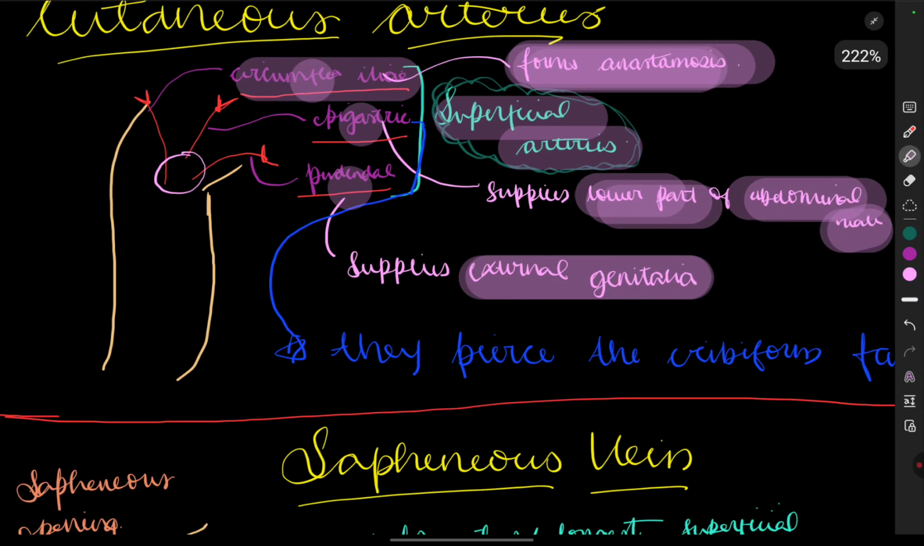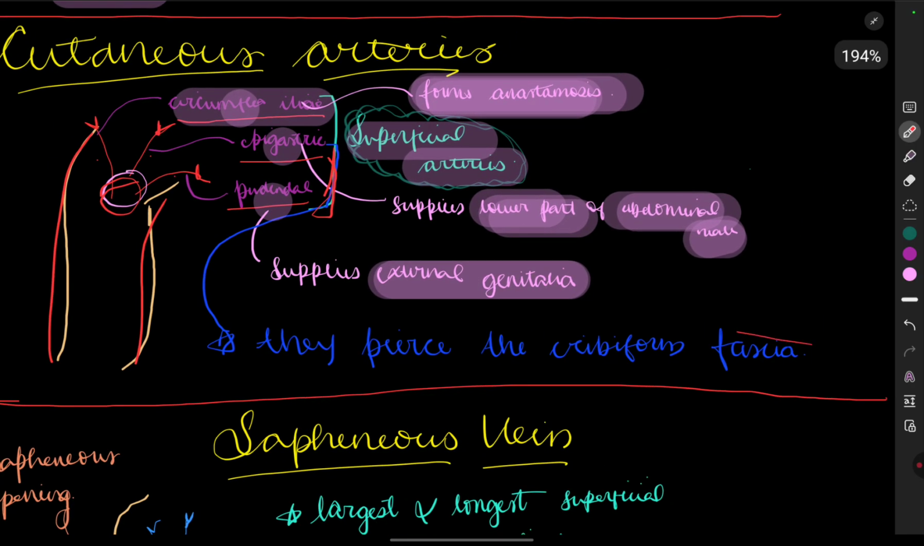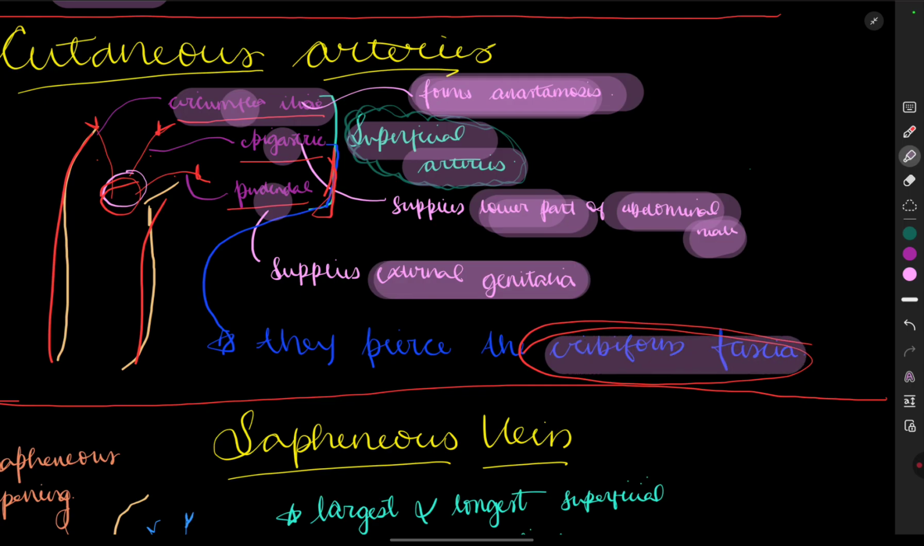And this is the thigh. Okay, so let me show you guys that this is a thigh, these are the arteries, and this is the saphenous opening. Okay, now the epigastric and the pudendal, both of these pierce the cribriform fascia. I had told you in the beginning about the cribriform fascia. What is cribriform fascia? The cribriform fascia is the modified superficial fascia of the thigh. The epigastric and the pudendal arteries pierce the cribriform fascia.